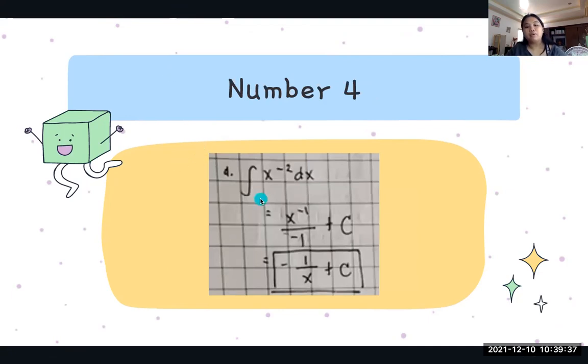Okay, for number 4, we have the integral of x to the negative 2 power dx. And then, again using theorem B, negative 2 plus 1 gives us negative 1. And then use that as a denominator, then add an arbitrary constant. So the answer is negative 1 over x plus c.